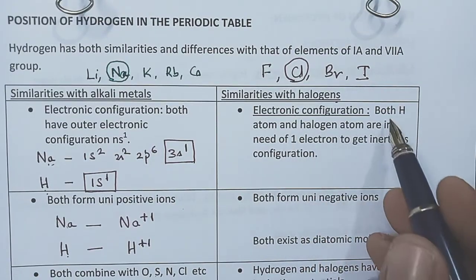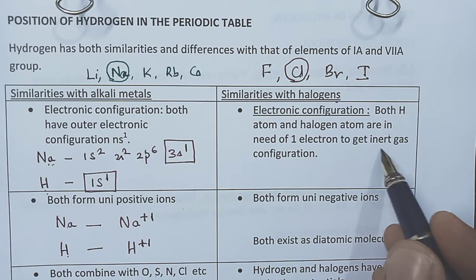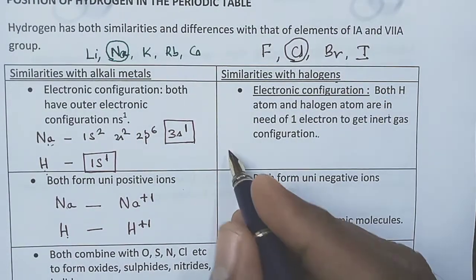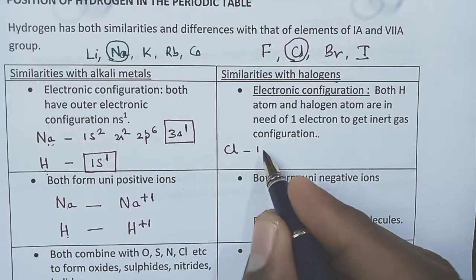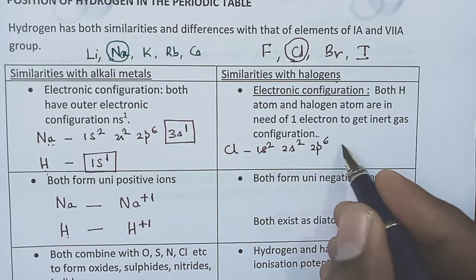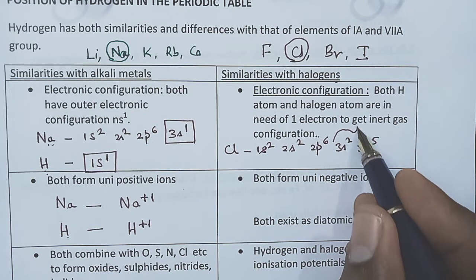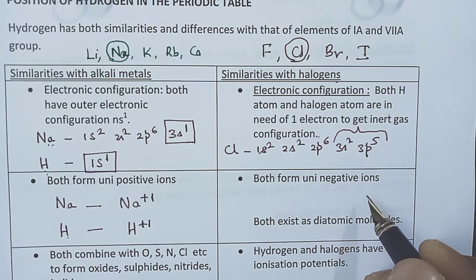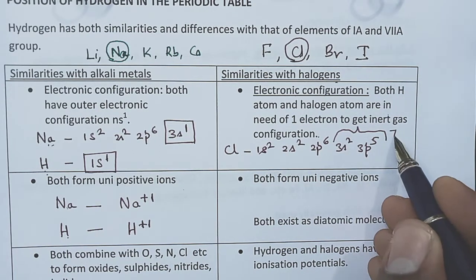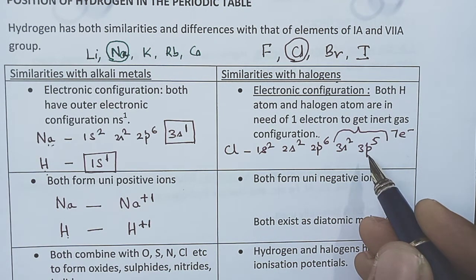In the first point, both hydrogen atom and halogen atom are in need of one electron to get inert gas configuration. For example, let us discuss chlorine. What is the electronic configuration of chlorine? 1s2, 2s2, 2p6, 3s2, 3p5. Here this is the outermost orbit, and here there are 7 electrons. To get inert gas configuration, it is in need of 1 electron. At present it is having 7 electrons. It is in need of 1 electron to get inert gas configuration argon.